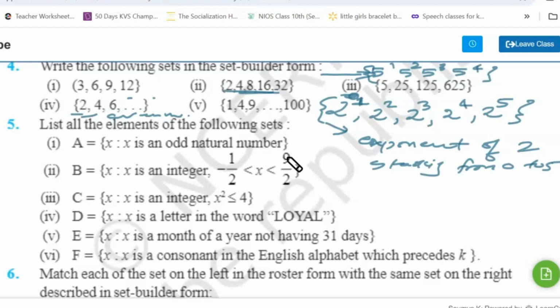Then comes 1, 4, 9 till 100. So you can see here the pattern followed is 1, 2 raised to 2, 3 raised to 2, then 4 raised to 2. It goes on till 100, that is 10 squared. Okay, so the numbers are in this form.